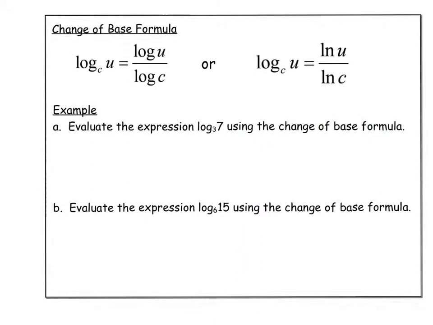So I had mentioned earlier that you can't just find the log base 5 of 7 in your calculator. There's a special formula that you need to use because in your calculator, the log is always going to have a base of 10. So if it's not a base of 10, then you have to use the change of base formula. And the change of base formula says that the log base c of u equals the log of u over the log of c.